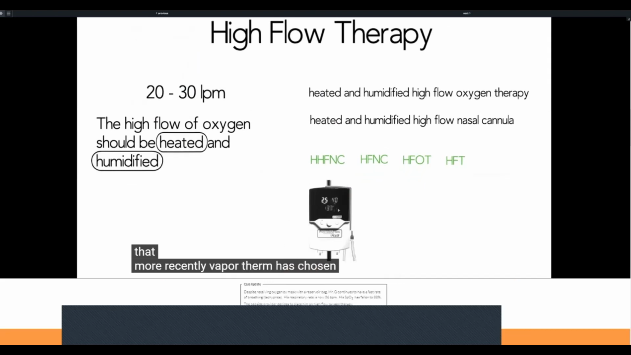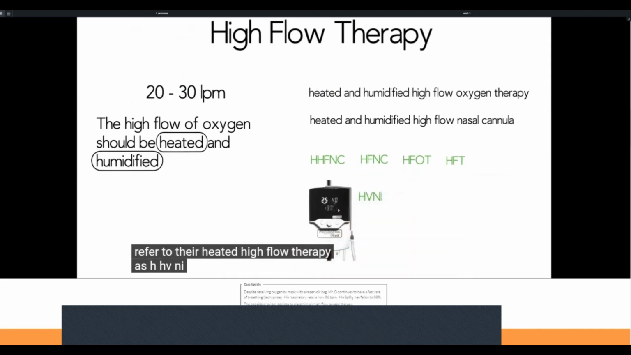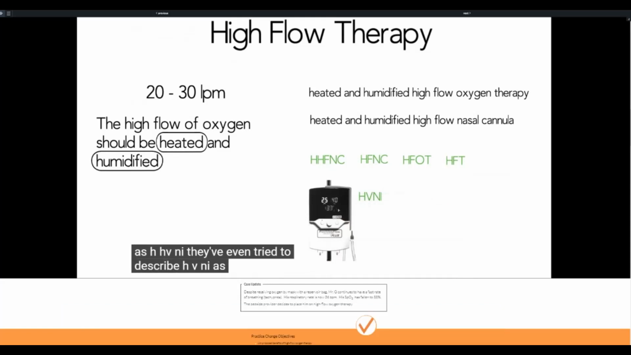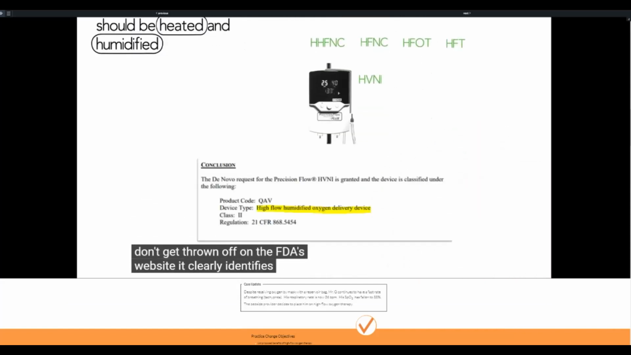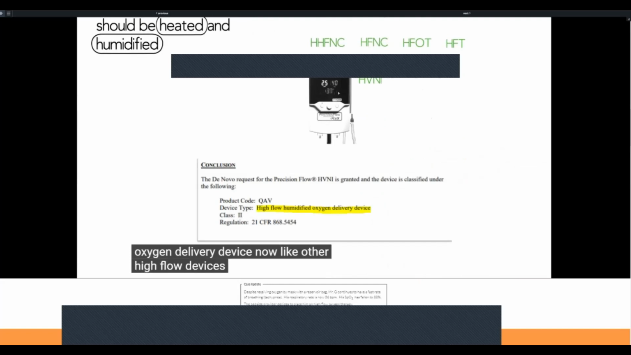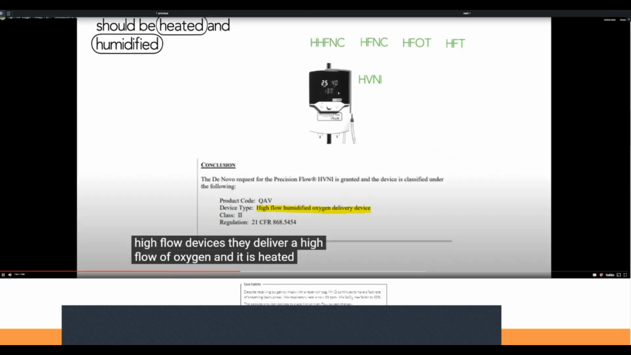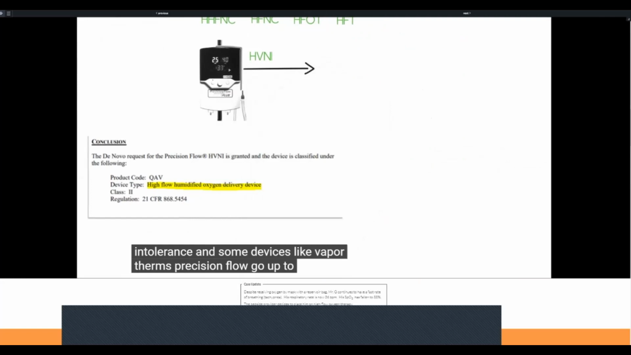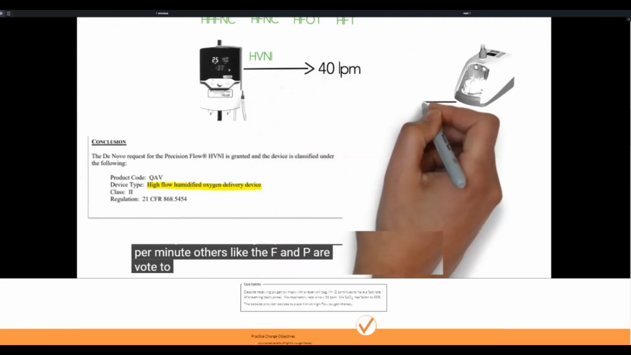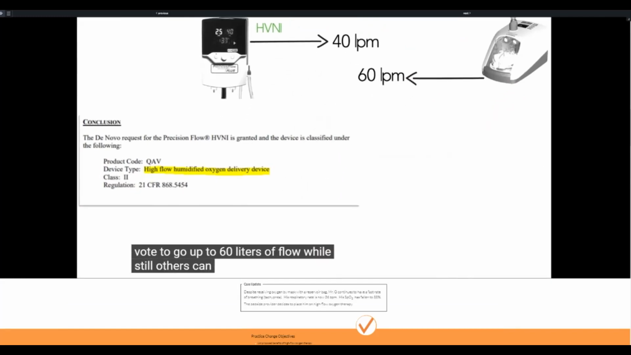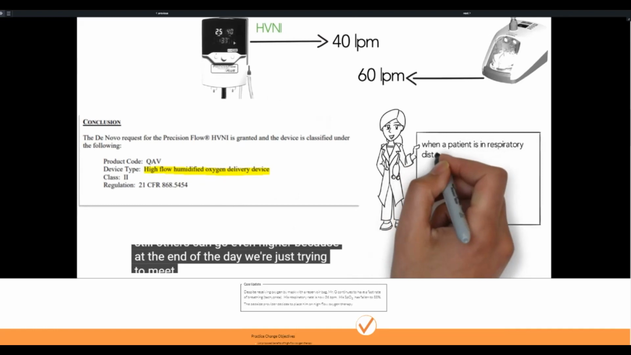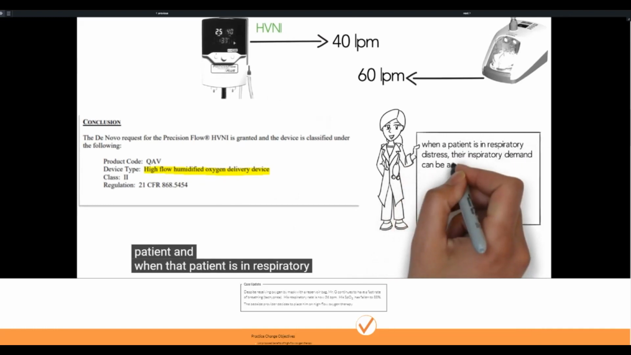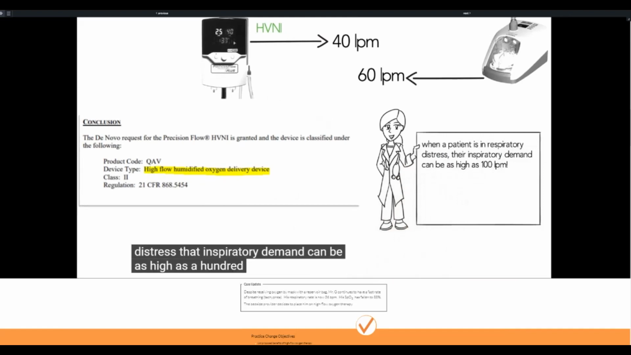More recently, Vapotherm has chosen to refer to their heated high flow therapy as HVNI. They've even tried to describe HVNI as mask-free NIV, but don't get thrown off. On the FDA's website, it clearly identifies their device type as high flow humidified oxygen delivery device. Now, like other high flow devices, they deliver a high flow of oxygen and it is heated and humidified to help meet patient comfort and tolerance. And some devices, like Vapotherm's Precision Flow, go up to 40 liters per minute. Others, like the FNP Airvo 2, go up to 60 liters of flow, while still others can go even higher. Because at the end of the day, we're just trying to meet the inspiratory flow of a patient. And when that patient is in respiratory distress, that inspiratory demand can be as high as 100 liters per minute.